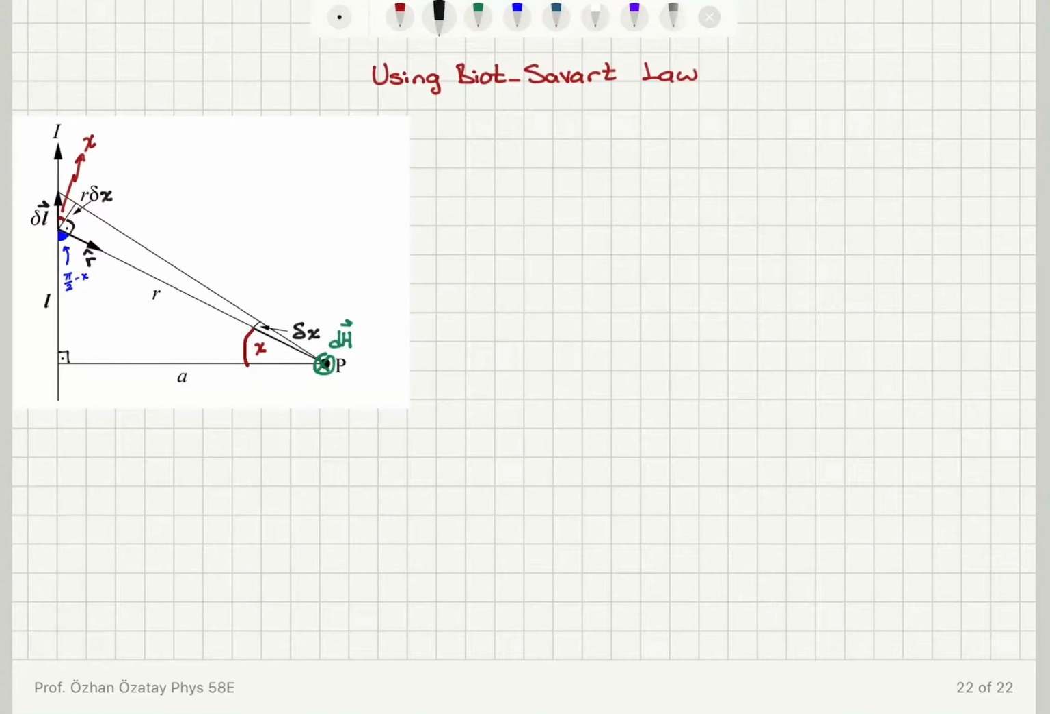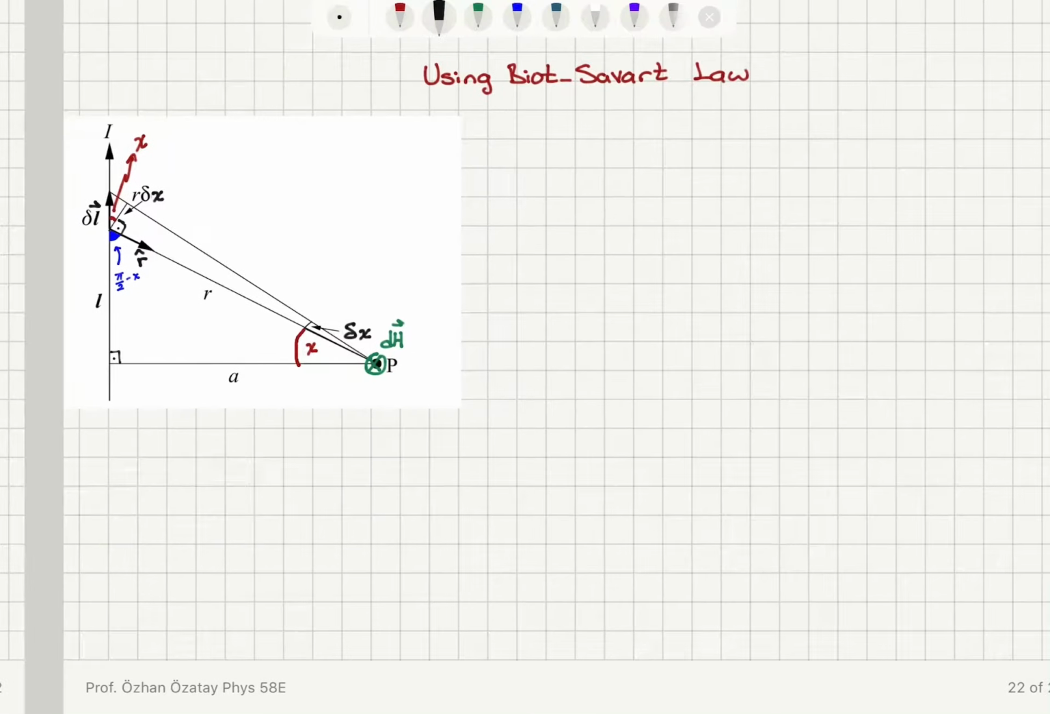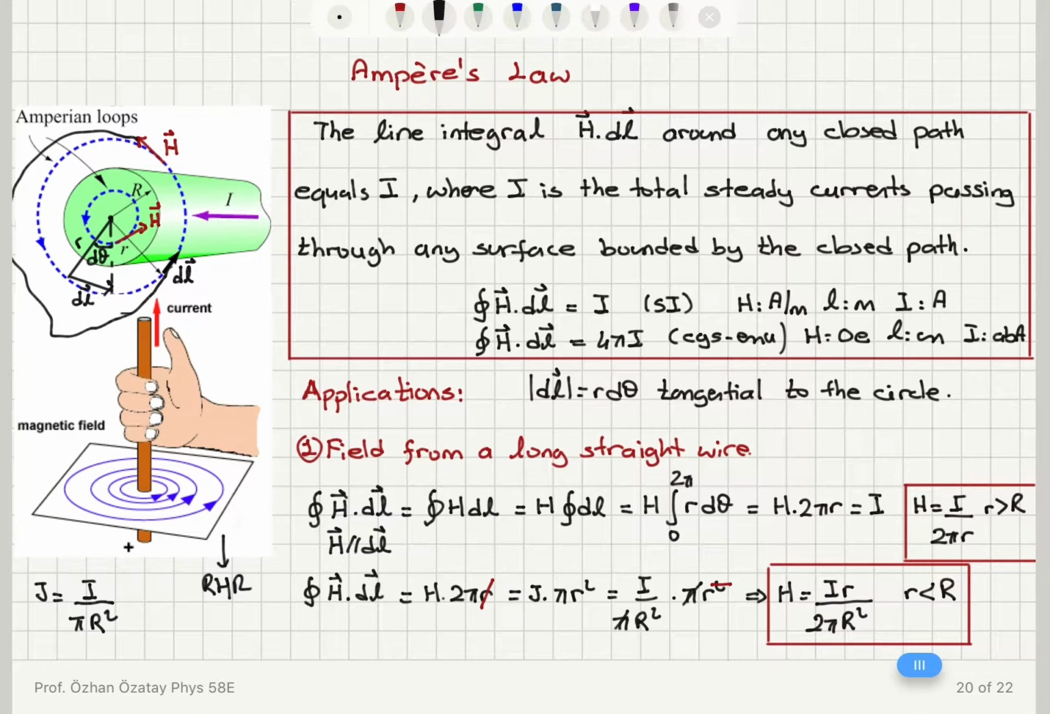Now we're going to use Biot-Savart Law to get the answer to the same question, that is the magnetic field around the current carrying wire. So let's just do it for outside the wire using Biot-Savart Law.